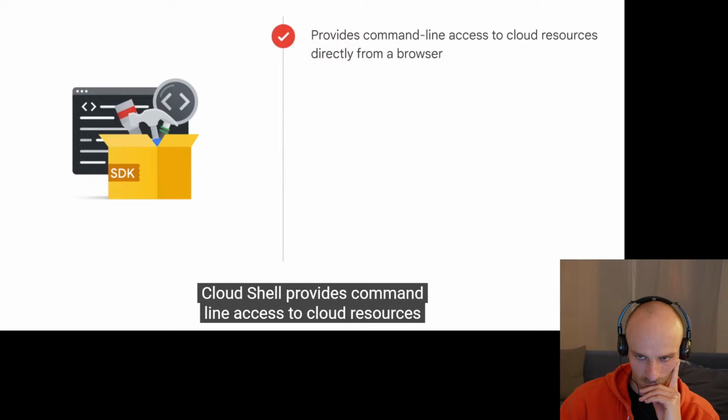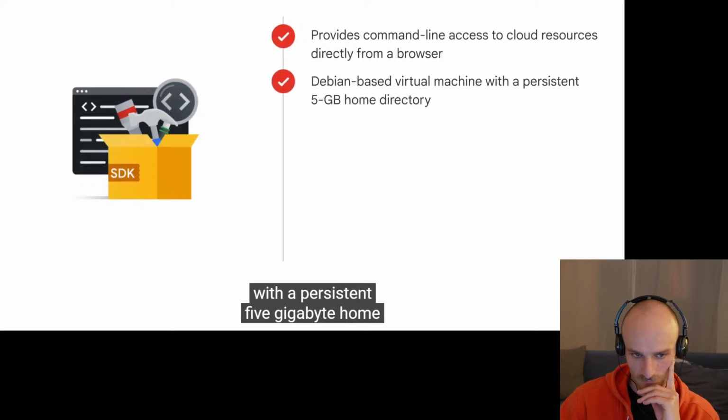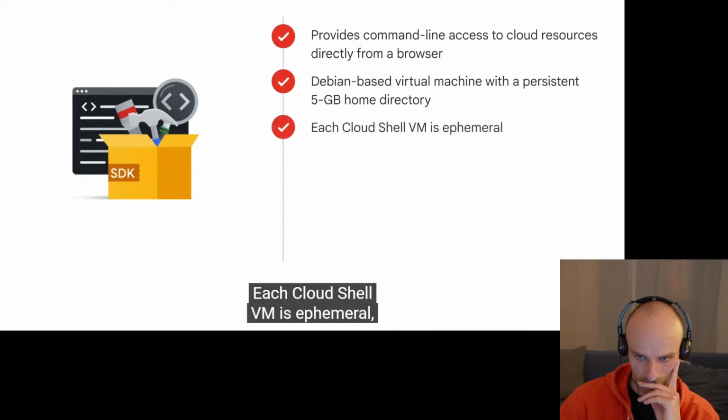Cloud Shell provides command line access to cloud resources directly from a browser. Cloud Shell is a Debian-based virtual machine with a persistent 5 GB home directory, which makes it easy to manage Google Cloud projects and resources. Each Cloud Shell VM is ephemeral, which means that it will be stopped whenever you stop using it interactively, and it will be restarted when you re-enter Cloud Shell.